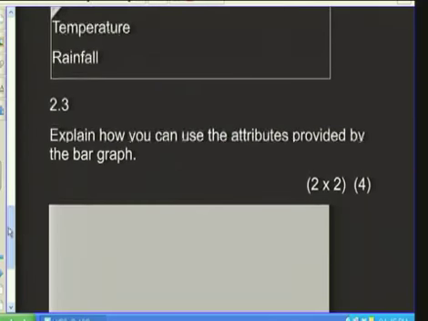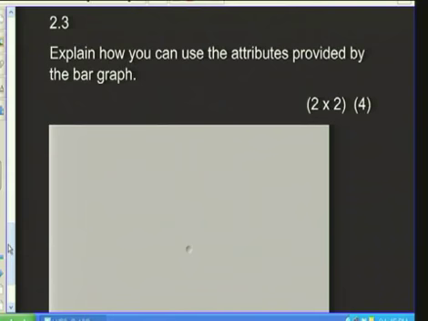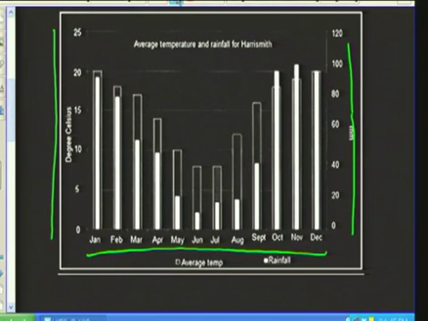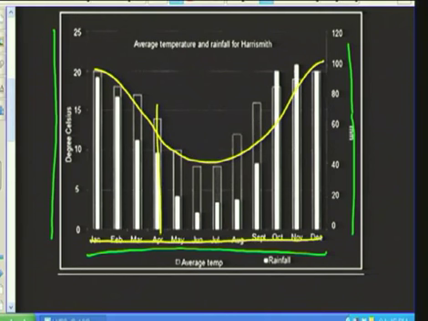And then question 2.3 says, explain how you can use the attributes provided by the bar graph. Well, if you go back to the graph, what information is being given to us? We're going to be seeing things like how much rain or how high the temperatures are across the year, at which season, for example, you might be getting your maximum and minimum rainfall, winter and summer and so on, times of the year.